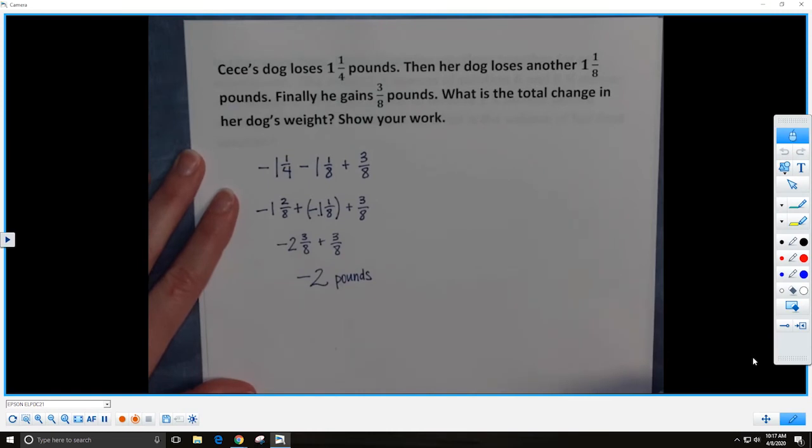Well, we can use the whole numbers to check. The dog lost a little over a pound. Then it lost a little over another pound. So that's a loss of a little over 2 pounds. Then it gained a little less than half a pound back. So it would still have lost close to 2 pounds. Great work.